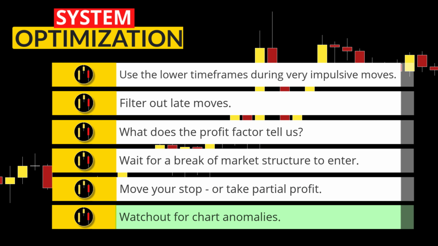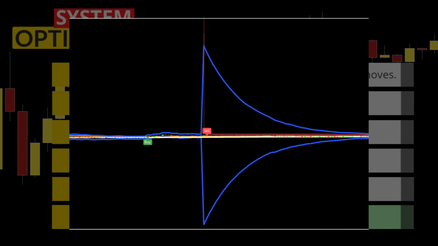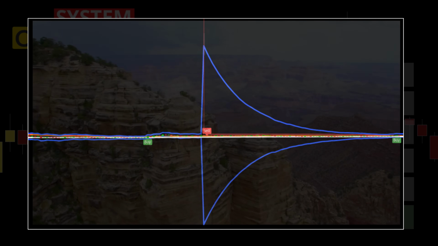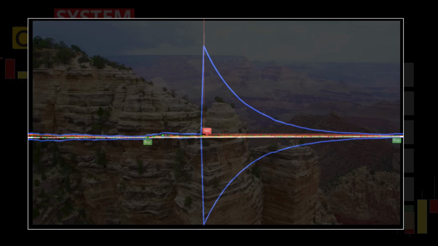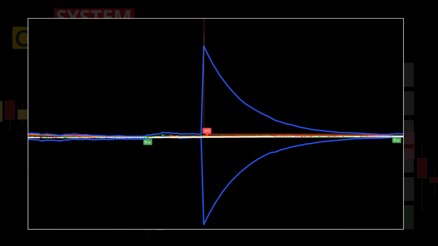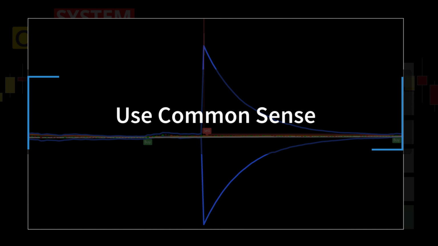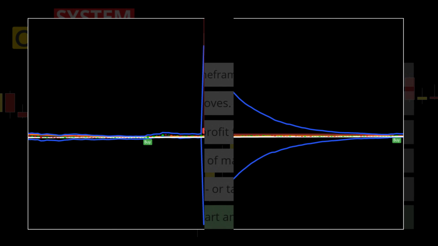Furthermore, be wary of anomalies. I saw this when backtesting. You can see the ATR bands turn into the Grand Canyon due to this wide candle. These are more common in crypto than FX. If you see things like this on the chart, best to stay away, because in this instance, your stop loss using this system would be absolutely ridiculous.